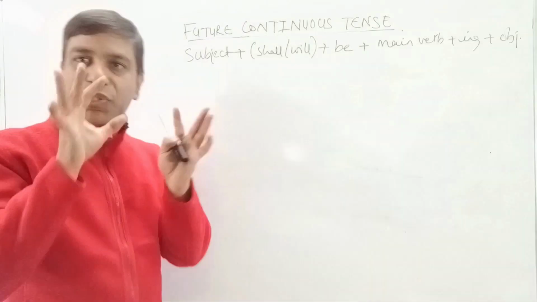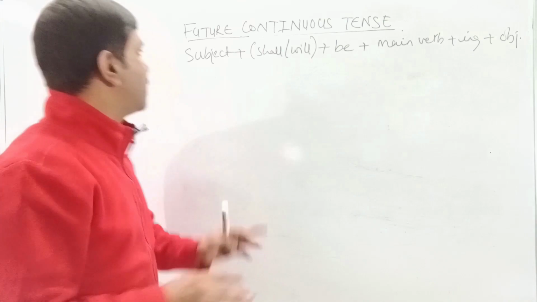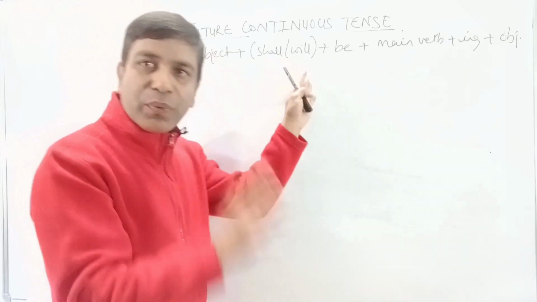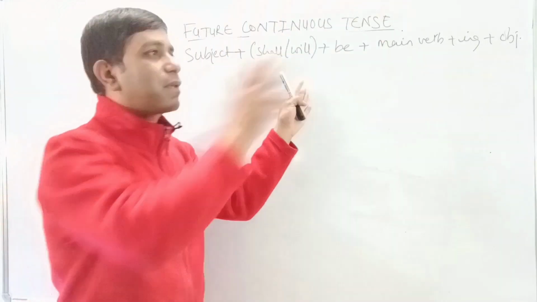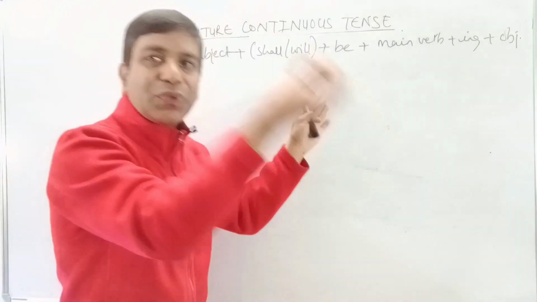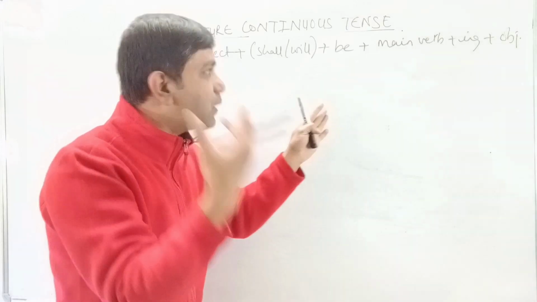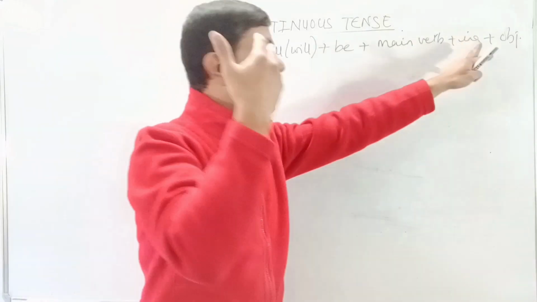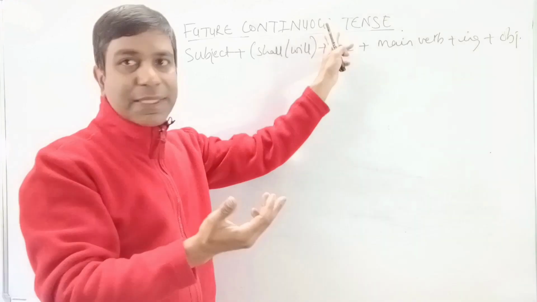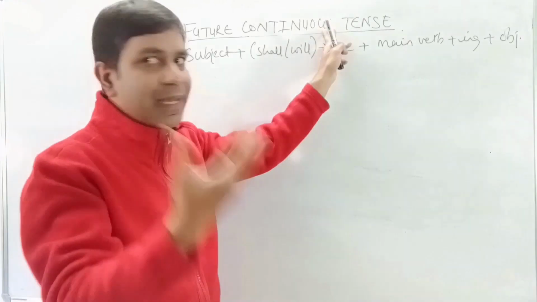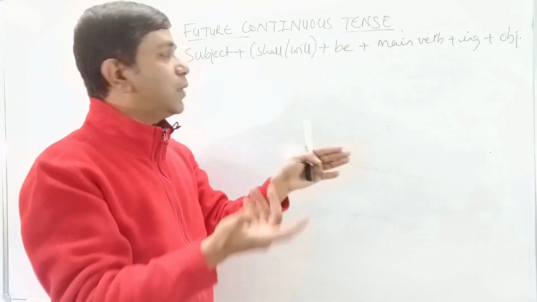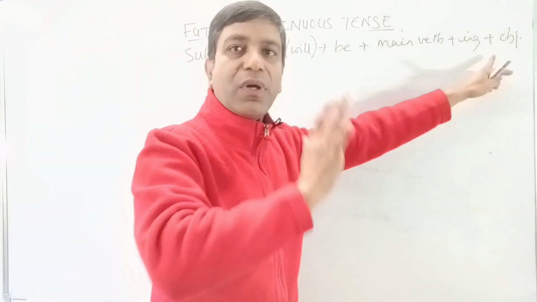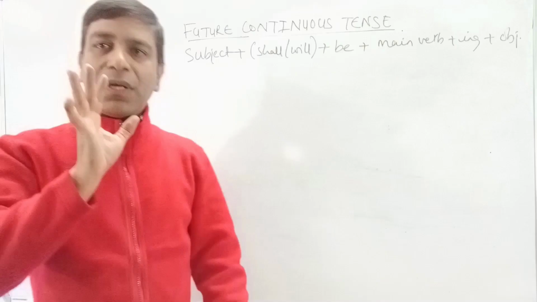Now let us look at the structure of future continuous tense. It has a subject and shall and will. We use shall and will to talk about the future time, to describe the future time. They are very helpful to us to talk about the future time. And we use be plus main verb is needed, and then we add ing to it because it is a continuous tense. Without adding ing to the verb, it is very difficult to write a verb in continuous form. So we use main verb plus ing, and we also need an object which is entirely optional.